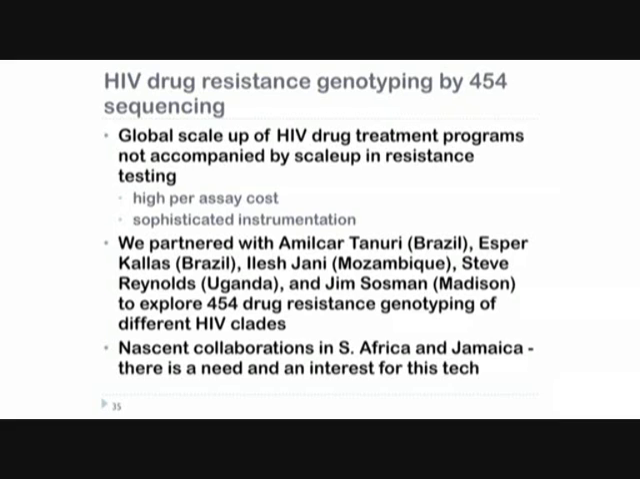So we're trying to get a pretty good snapshot of how well this technology can work across the entire global epidemic. And just in the last month or so, we've started collaborations with South Africans and Jamaicans who have contacted us because they heard we were trying to do this, and they were very interested in trying to adapt this technology to their laboratory instruments.